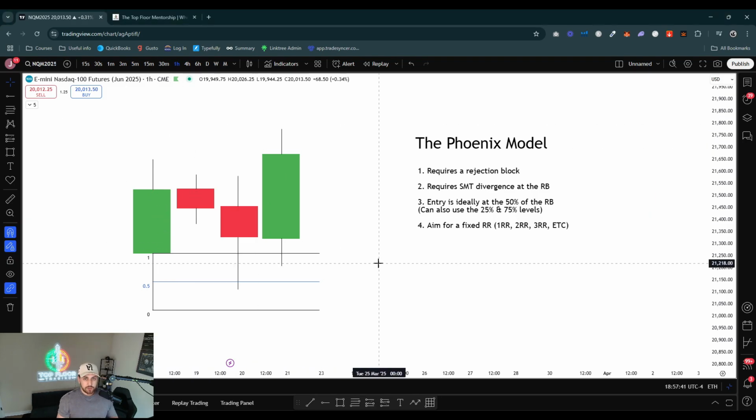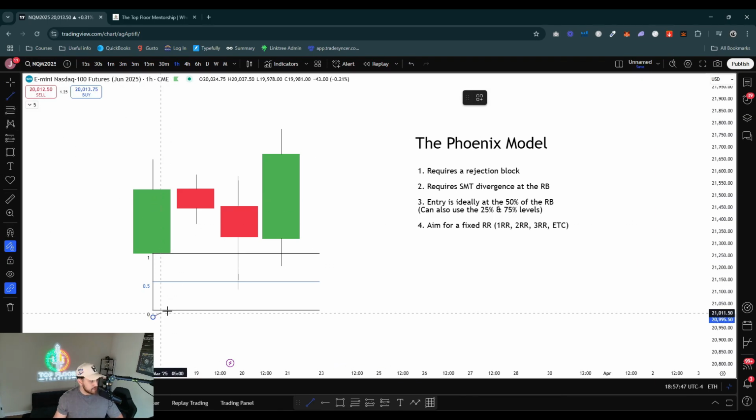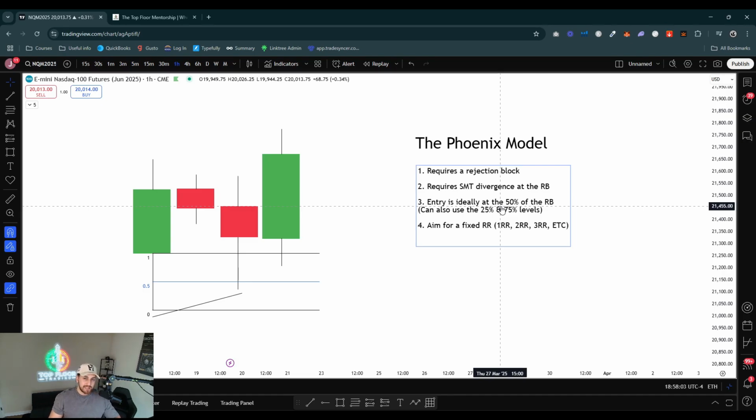So the Phoenix model, all it requires is one, a rejection block, two, an SMT divergence at the rejection block low with the correlated asset. So you must trade instruments that have correlated assets to them, such as, for example, NQ to ES, Euro USD to GBP USD, etc. The entry is going to be ideally at the 50% of these rejection block wicks.